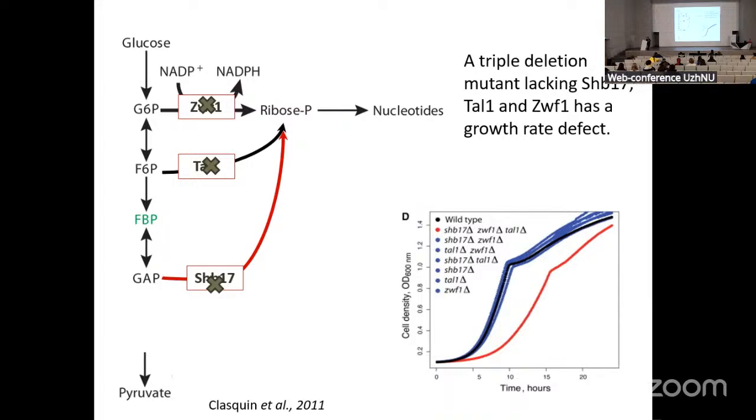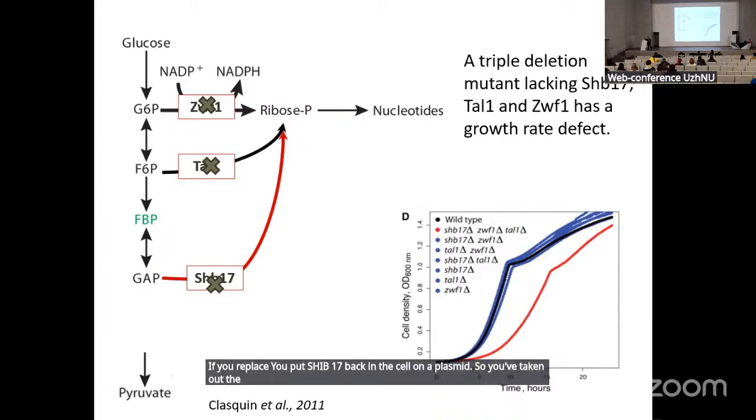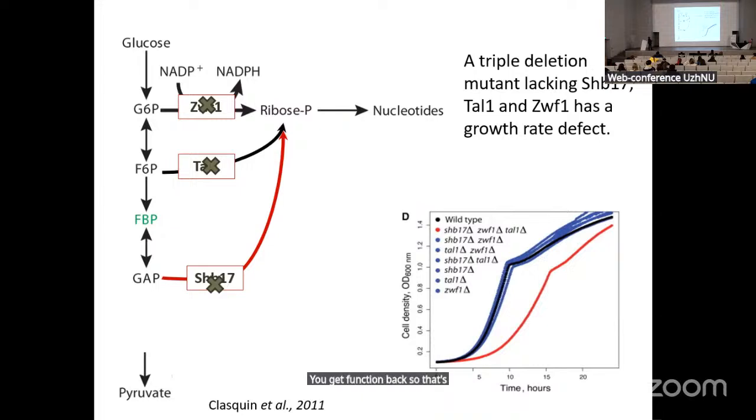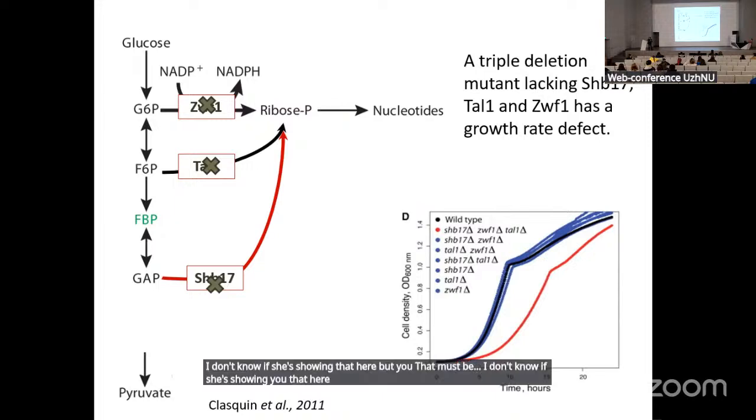If you put SHIB17 back in the cell on a plasmid, so you've taken out the native one, and then you put it on a plasmid, you put the plasmid in the cell and grow with constitutive SHIB17, you get function back. I don't know if she's showing that here, but when you express it constitutively, you do get it back.